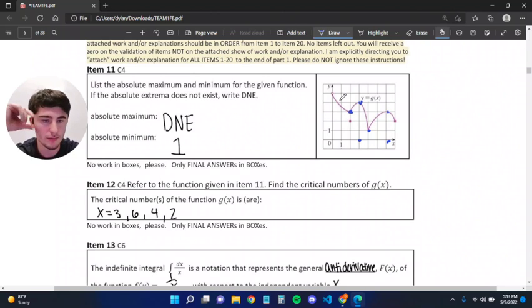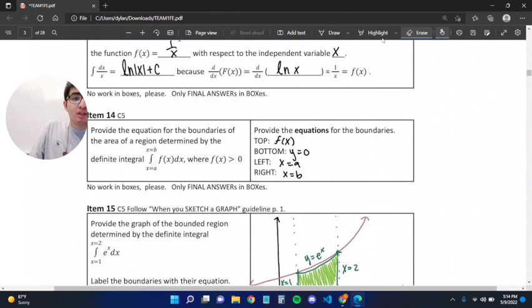If you look at all the other points, there are no points where it's 0 or undefined. And you don't include endpoints as critical numbers. They have to come from both directions, so you can't do the endpoints. So yeah. Okay.